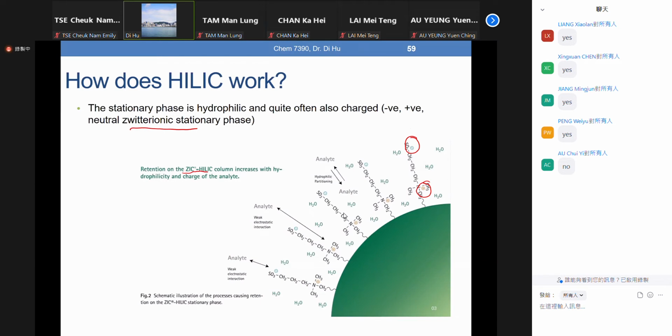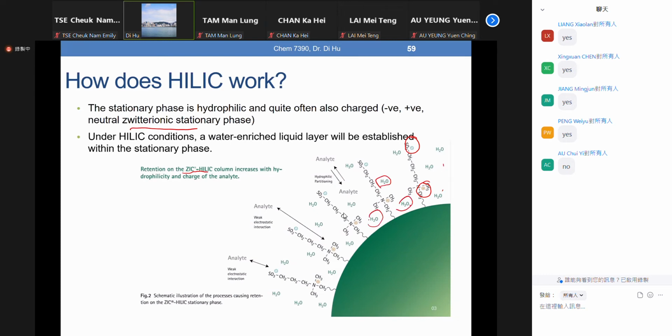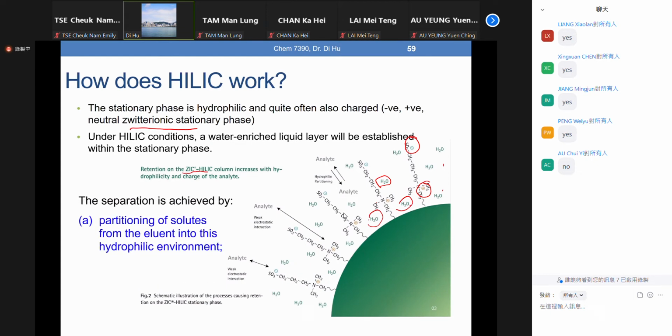Under a HILIC condition, a water-enriched liquid layer will be established within the stationary phase. That's why you can see water here, right? We just mentioned that we need at least 3% of water to keep this stationary phase hydrated. So that's why you can see the polar water here and hydrophilic here, and also it has an ionic site here.